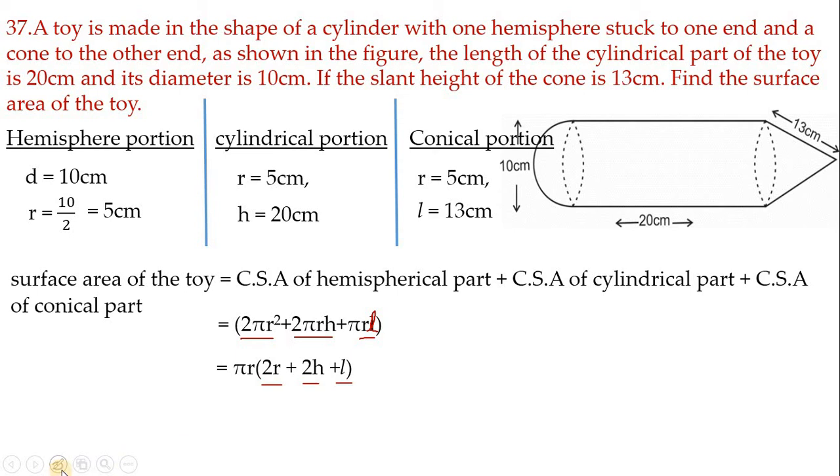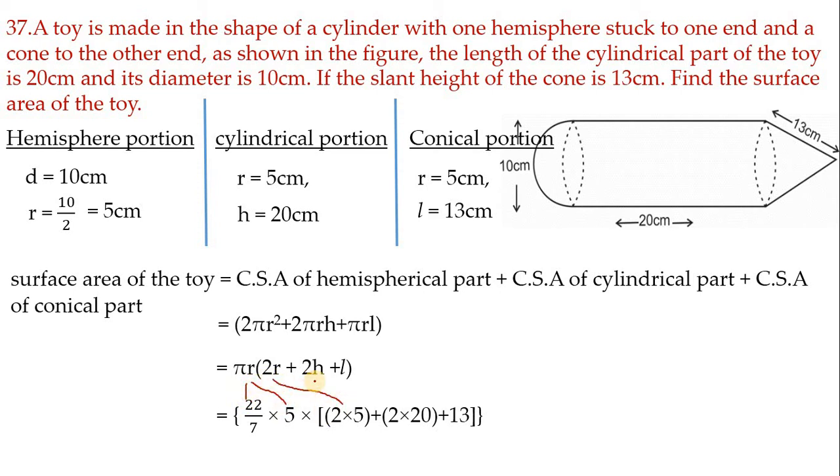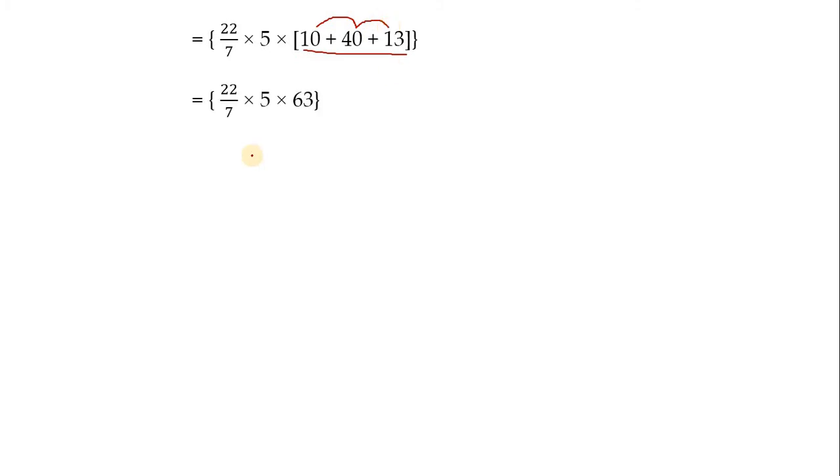Now let us substitute the values, and be careful. Pi value is 22 by 7. r value is 5. So 2r means 2 into 5, 2h means 2 into 20, and l means 13. Next let us simplify. Here 2 fives is 10, and here 2 twenties we can write as 40, and 13 you write as it is. For the next step, add all these three. 10 plus 40 is 50, 50 plus 13 is 63 here.